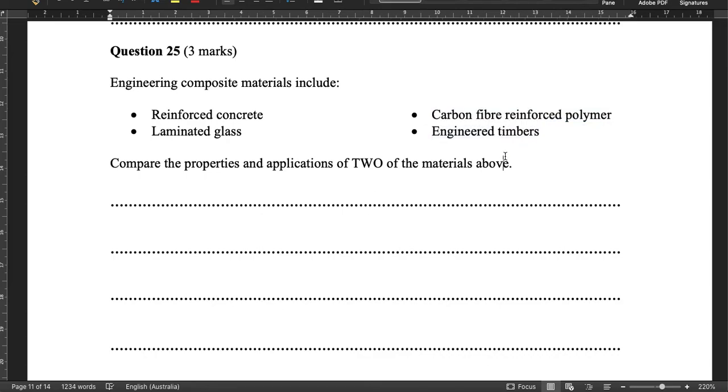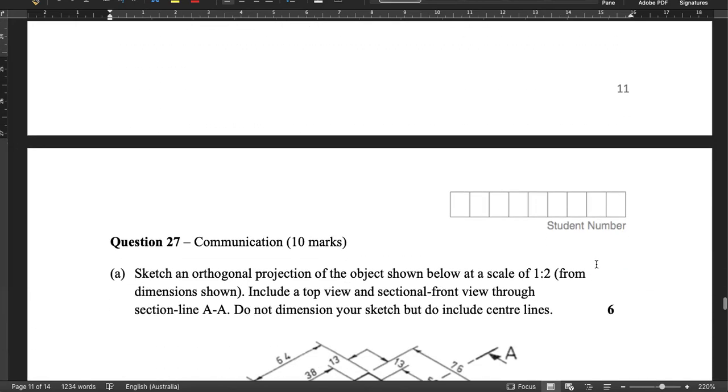In the case of the other 2, I could just very simply say laminated glass takes 2 pieces of glass joined together by a polymer, whereas engineered timbers take several pieces of timber and join them together with an adhesive. Laminated glass is used for its strength and transparency. It's applied in shop fronts and car windshields, whereas engineered materials can often be used for their long lengths, and they can be made into complex shapes, and they're used in structures. That's a little bit longer than the example I gave above, but it will do.